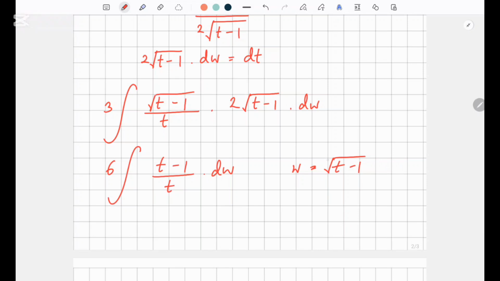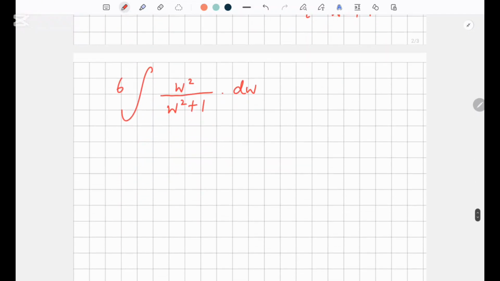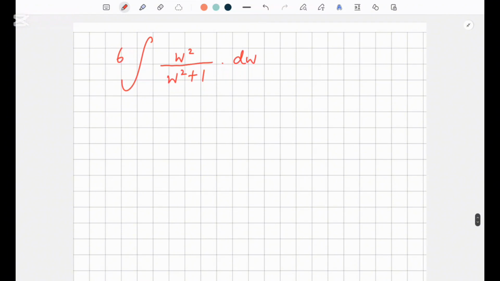So what is t minus 1? We could just square both sides. So w squared equals t minus 1, and t equals w squared plus 1, right? So now we have the integration of w squared over w squared plus 1 dot dw. Now this is easy. You don't need any more substitutions. So first, without solving this question further, we'll have to break this into a partial fraction, right?